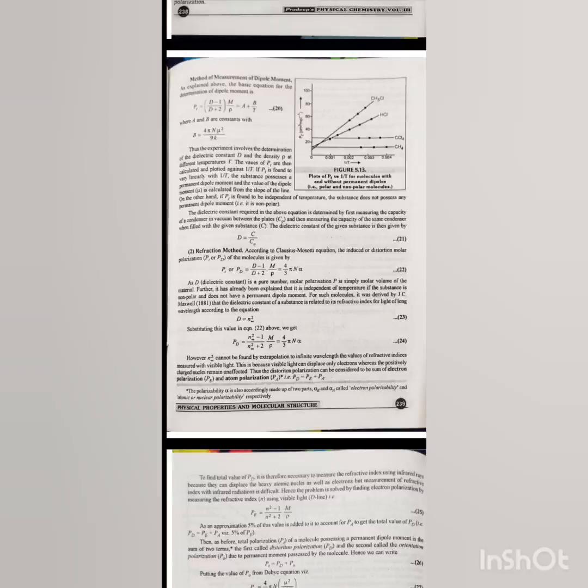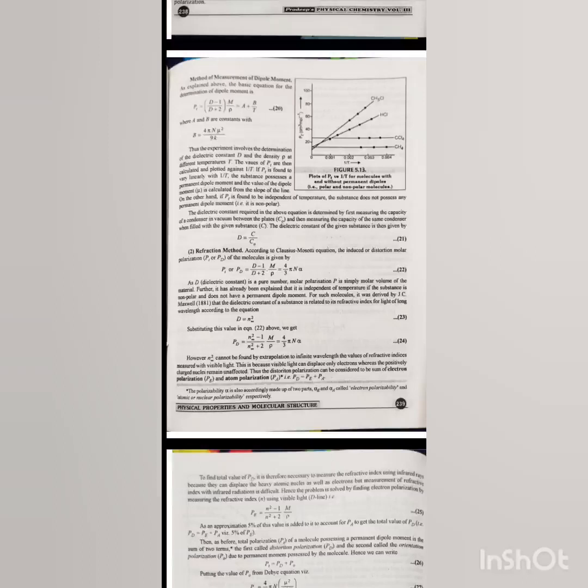According to the Clausius-Mossotti equation, the induced or distortion molar polarization Pi or Pd of the molecules is given by Pi or Pd is equal to (D minus 1) upon (D plus 2) into M upon rho is equal to 4 by 3 pi N into alpha, equation 22. As the dielectric constant is a pure number, molar polarization P is simply molar volume of the material.